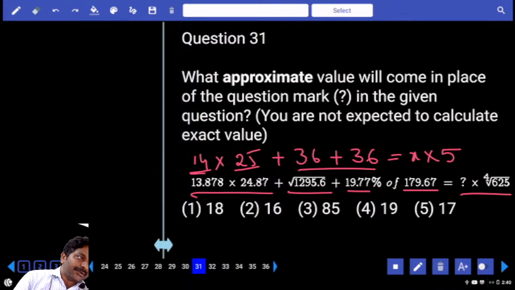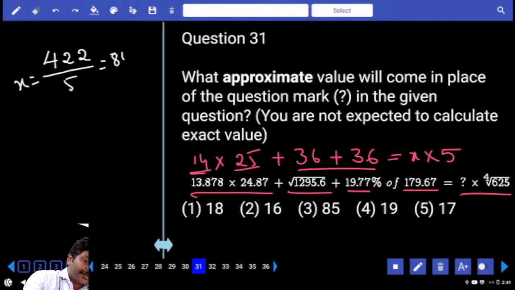36, 36, 72. 350 plus 72. 422 is equal to x into 5. Then x is equal to 422 divided by 5. Answer approximately 84, third option.